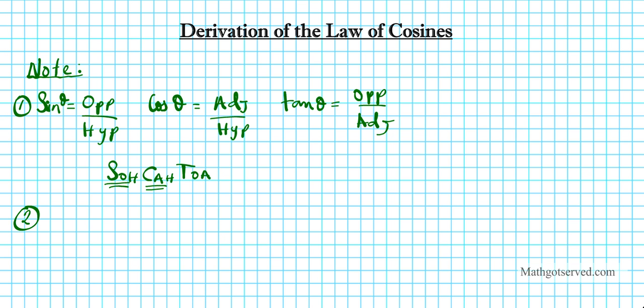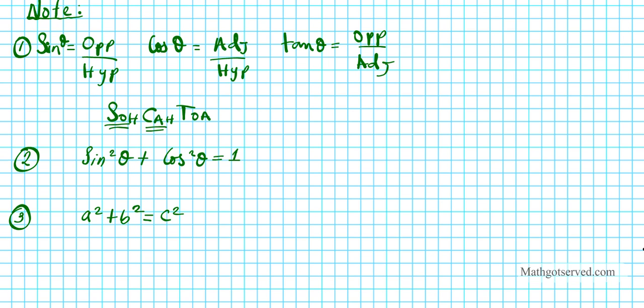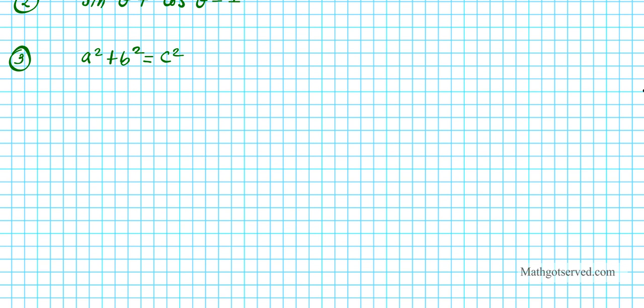Secondly, you need to know the Pythagorean identity, which is the fact that sine squared theta plus cosine squared theta equals 1. We're going to use this in the simplification of an expanded binomial. And then lastly, we need to know the Pythagorean theorem, which is a squared plus b squared equals c squared. Alright? So these are the three things you need to note that we're going to be making use of in our derivation.